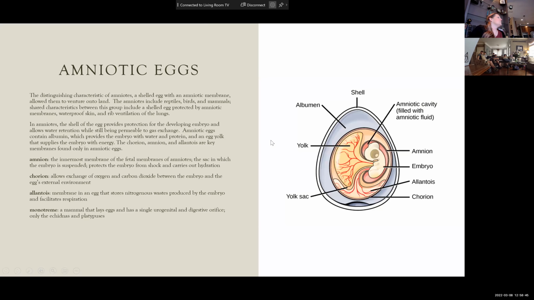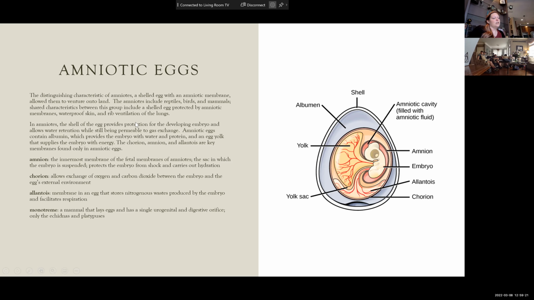So then we have amniotic eggs. This is the difference between amphibian eggs and more complex eggs. Amniotic eggs have an amnion. That's the innermost of the fetal membranes, a sac in which the embryo is suspended, which protects the embryo from shock and carries out hydration. So it's like a membrane within a shell. And you've got a chorion and allantois. We'll talk about this later. And then you've got the little note about monotremes down here: a mammal that lays eggs and has a single urogenital and digestive orifice. Only echidnas and platypuses. That's it. The whole world, that's all we've got.